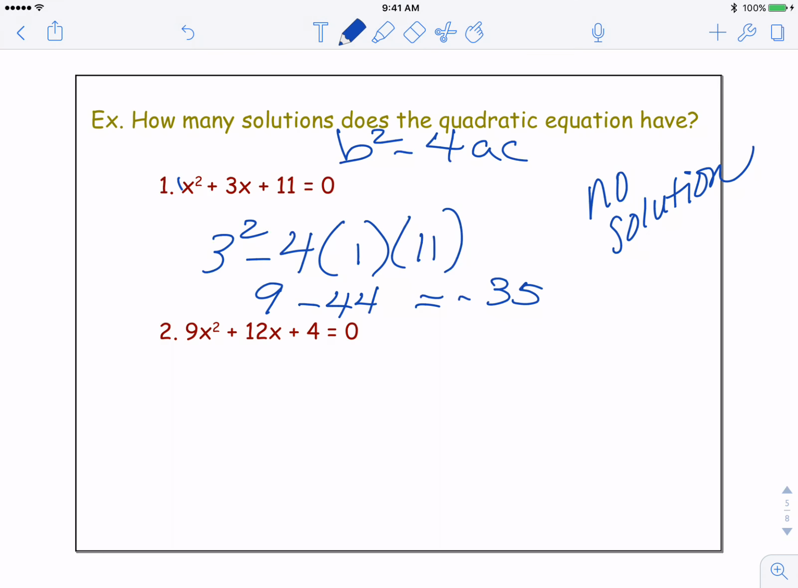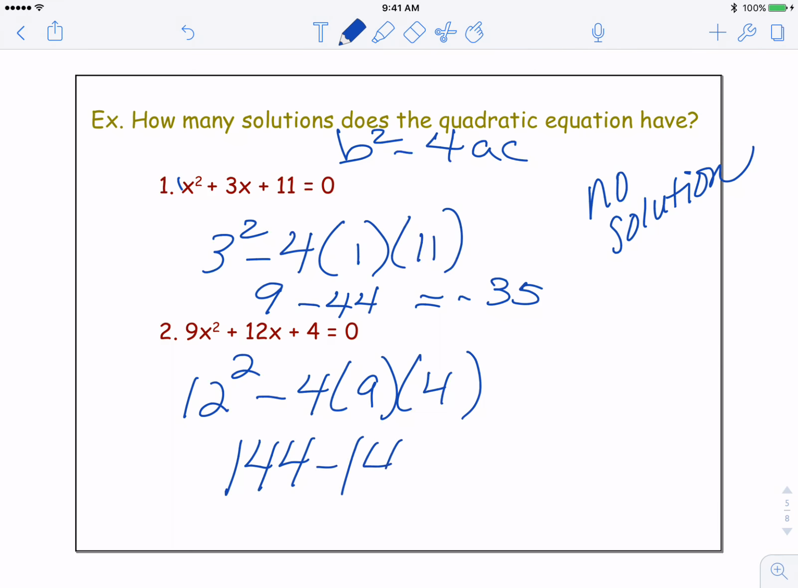Hopefully after you've tried the second example on your own, you got something like 12 squared minus 4 times 9 times 4, or 144 minus 144, which equals 0. Since this discriminant is exactly 0, that means that there is 1 solution for this quadratic function. Because remember, if I take the square root of 0 in that quadratic formula chunk of the discriminant, there's only going to be 1 answer. Square root of 0 is 0.